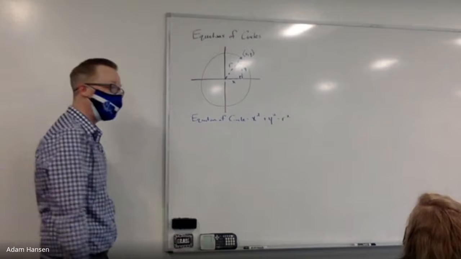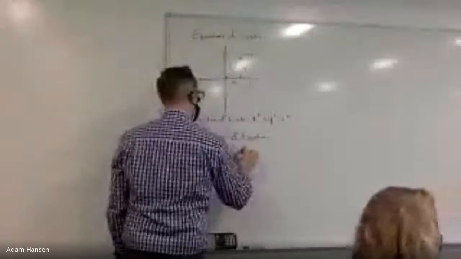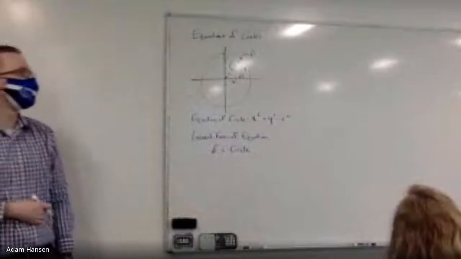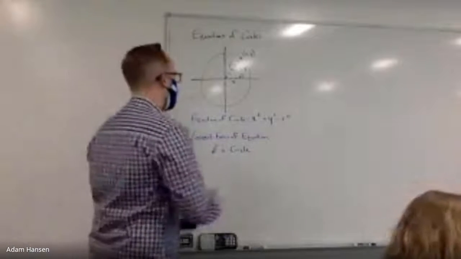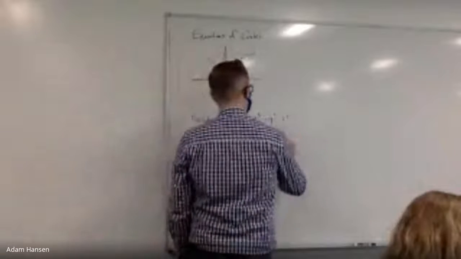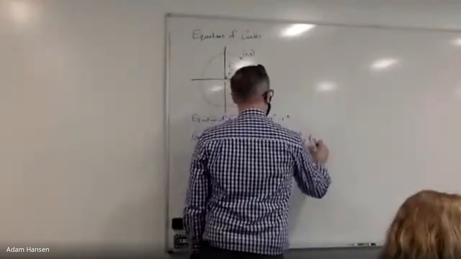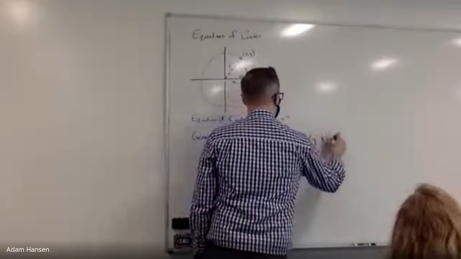This is where we have the general form of the equation of the circle. This is a good one to write down because it's going to be most useful. It works for all circles, not just the ones centered at the origin, but all of them. Looks very similar. A couple of little differences.